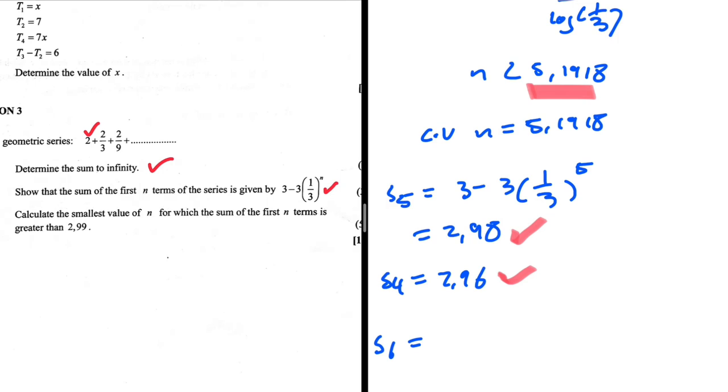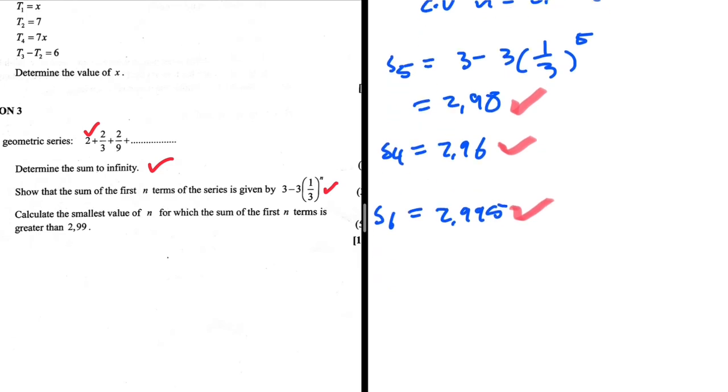Replace 4 with 6. Let me do that. I'm getting 2.995, which is clearly greater than 2.99, right? 2.995 is clearly greater than 2.99.